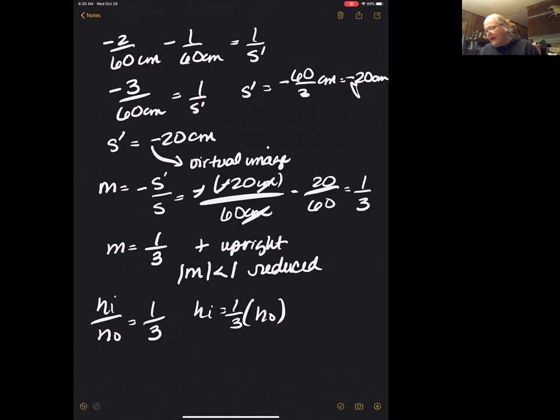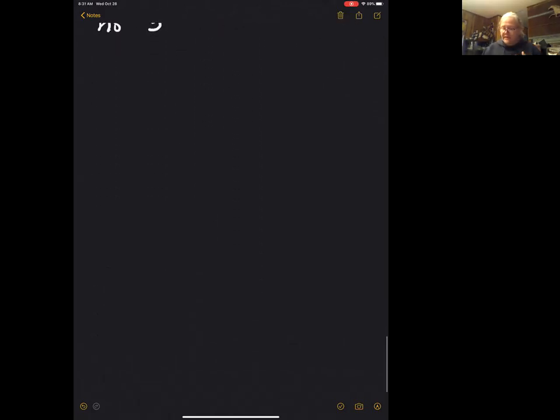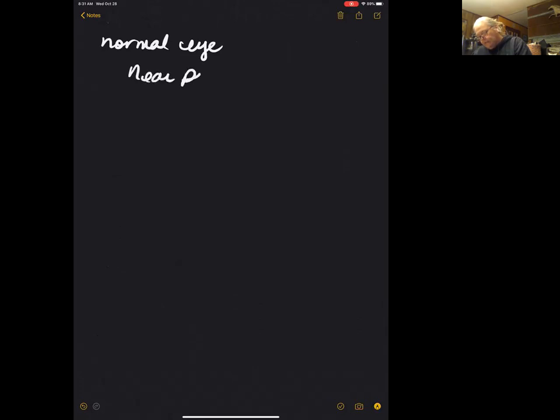Now, when you talk about eyeglasses and things like that, remember that you've got near points and far points, okay? We talked about different eye problems. So for the normal human eye, the near point, in other words, the closest you can get to the eye and still be able to focus, is 25 centimeters. And the far point for a normal eye is infinite.